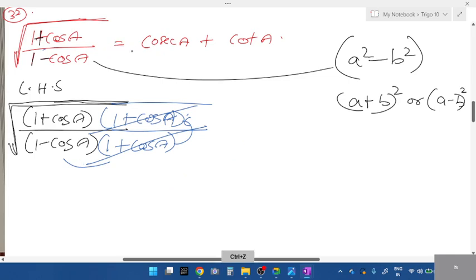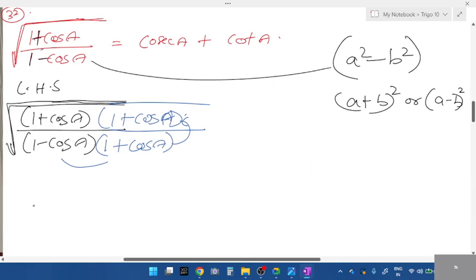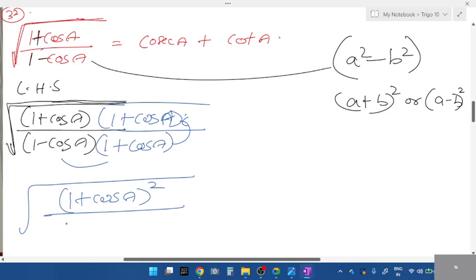But here we don't need to cancel. Here we need to remove the square root. Fine. Look at the denominator, you multiply. How does the numerator look like? How many times is 1 plus cos a given? Twice. So it becomes 1 plus cos a the whole square. What about the denominator? A plus b into a minus b is how much? A square minus b square.